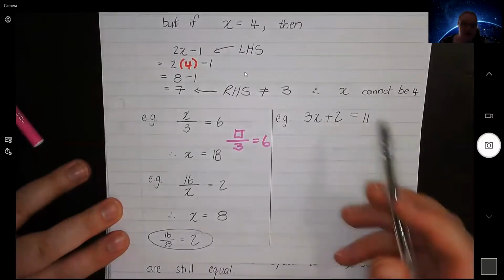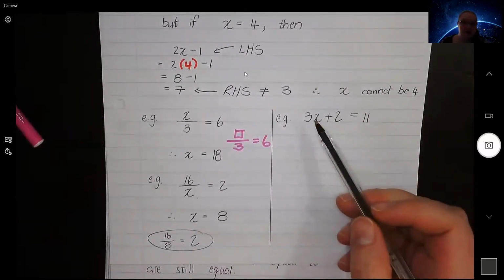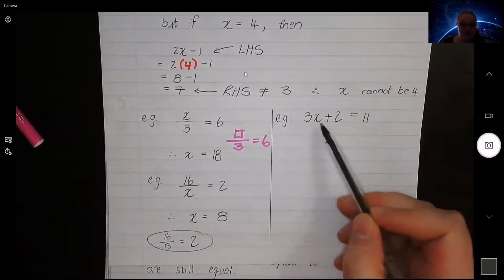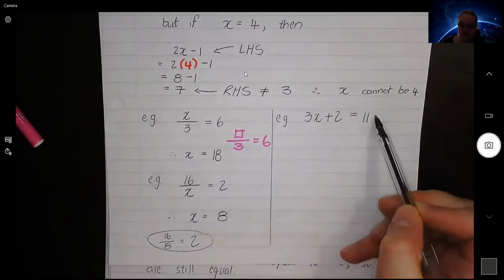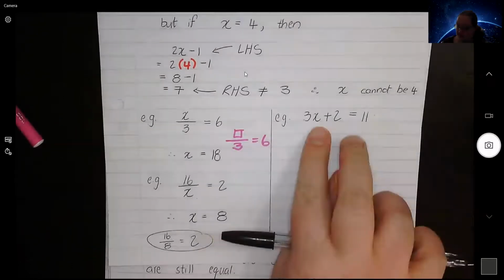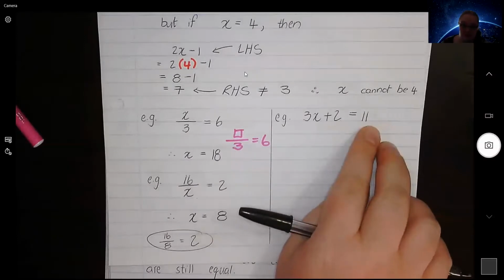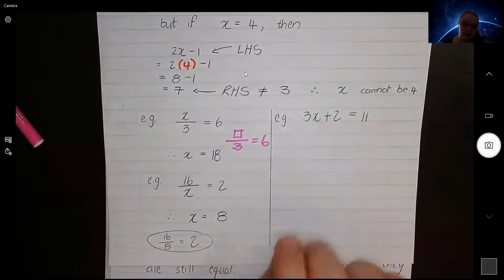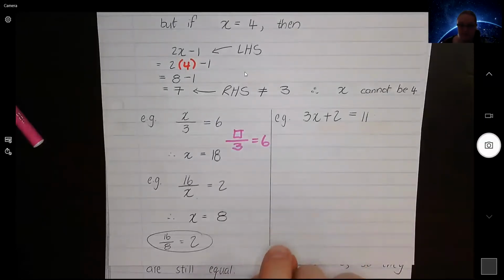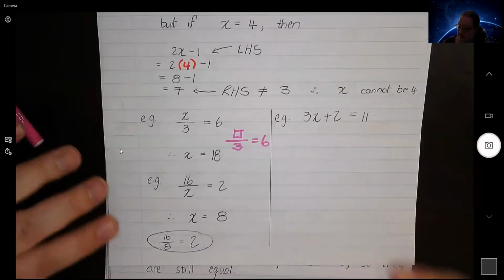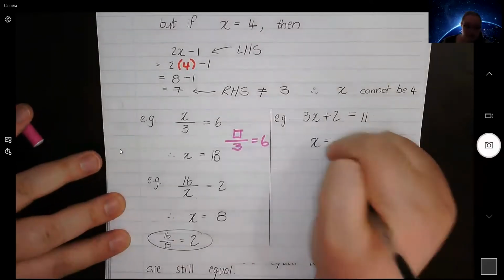And here we have 3 times a certain number plus 2 will give us 11. Okay, now we need to think. 3 times a number plus 2 will give us 11. Can anybody tell me what that number will be? Yes, Tavish, you have it correct. That is 3. X will be equal to 3.